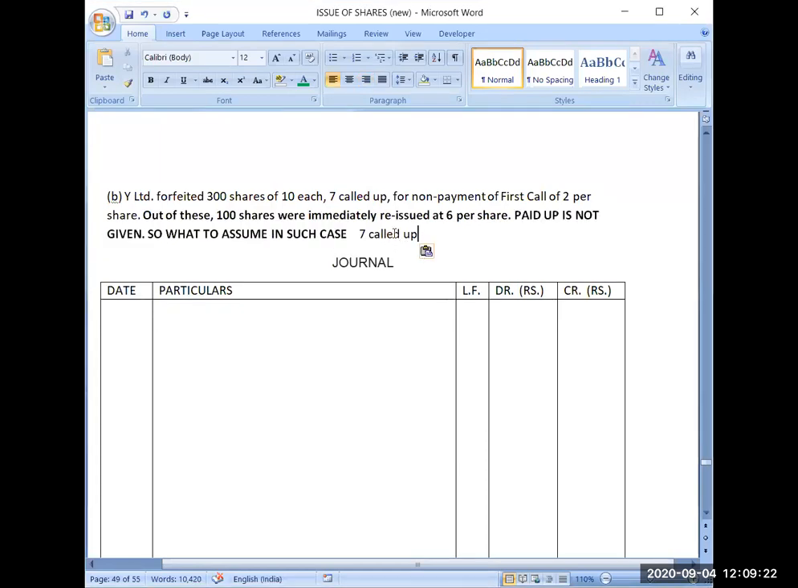That how much paid up is to be there. That's why if the question is saying that we have only called up rupees 7, then at the time of reissue also we will assume only rupees 7 paid up. If the question is silent on paid up value, then we have to assume this one only. This is the point in this question.